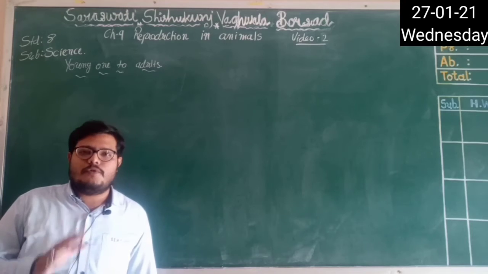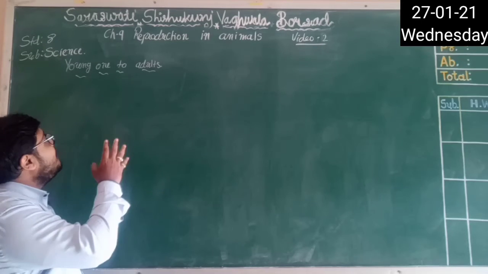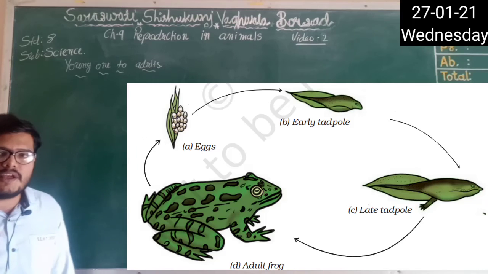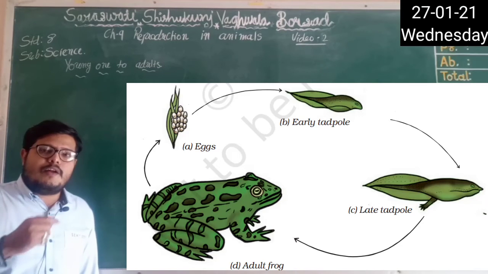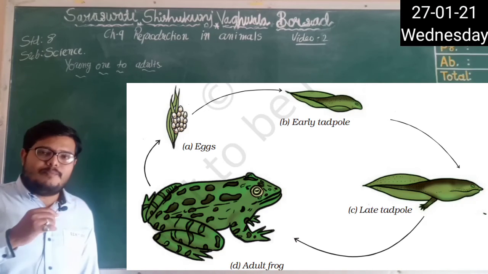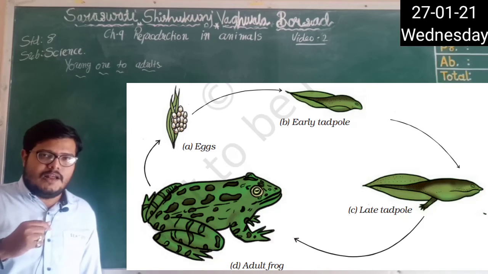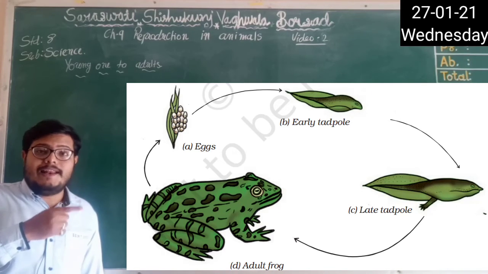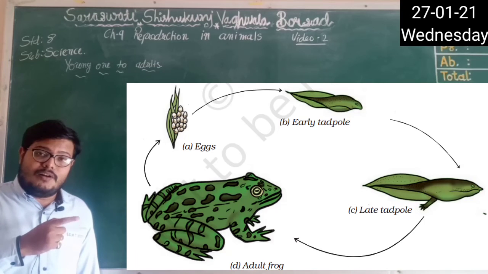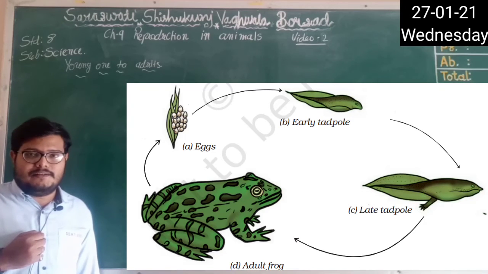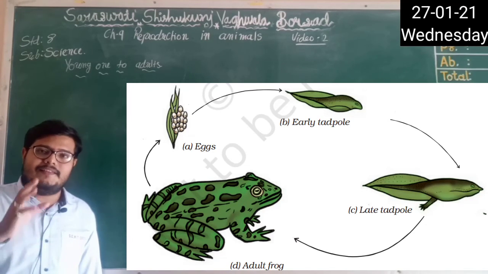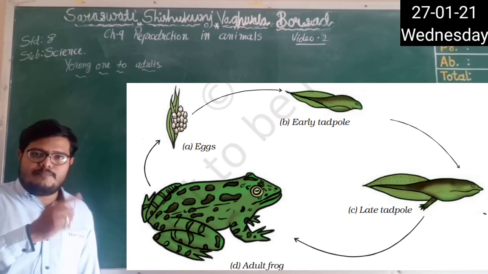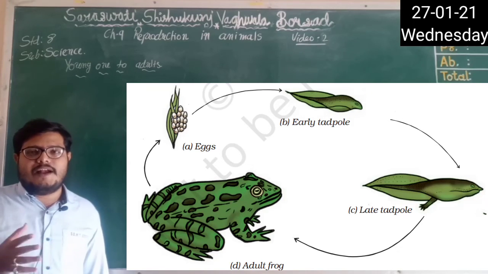So now let's talk about the frog as an example of development from young to adult. It begins with an egg. Here you can see it begins with an egg. From the egg an early tadpole comes out. It will develop into the late tadpole, and that late tadpole will develop into the adult. This frog will lay eggs in the adult stage, and again this process: egg, early tadpole, late tadpole, and again it becomes the adult frog.